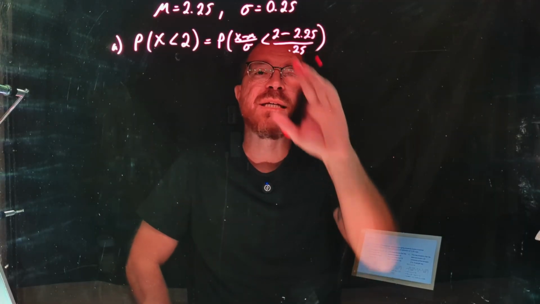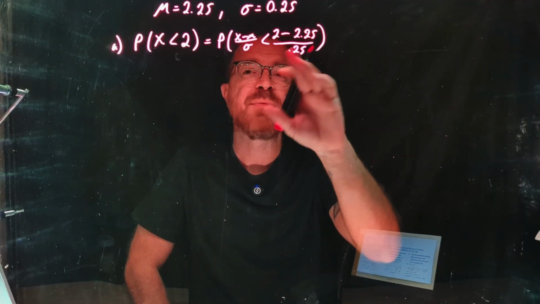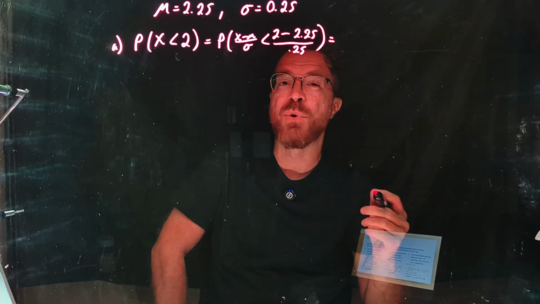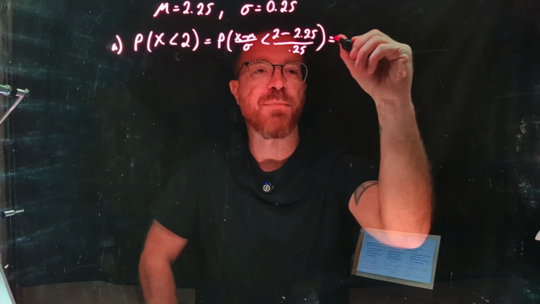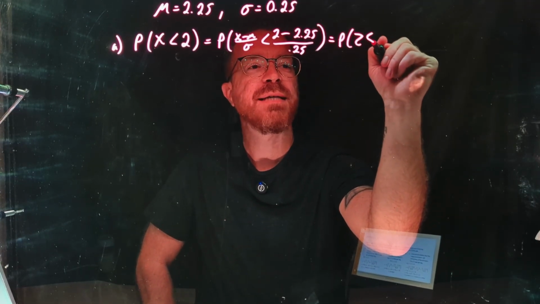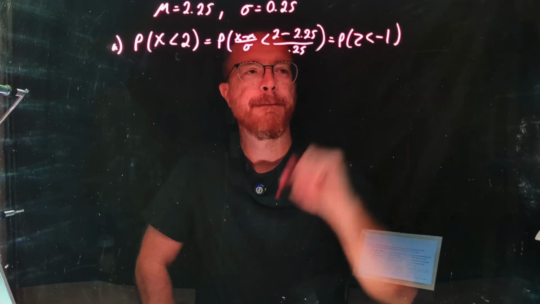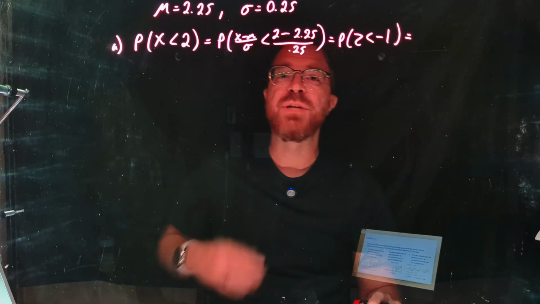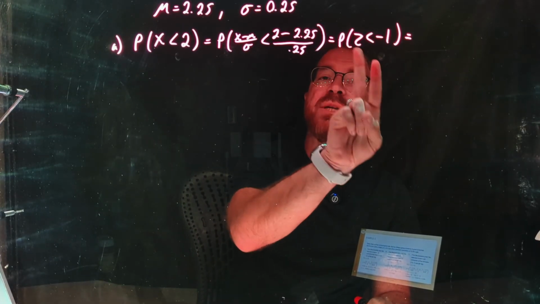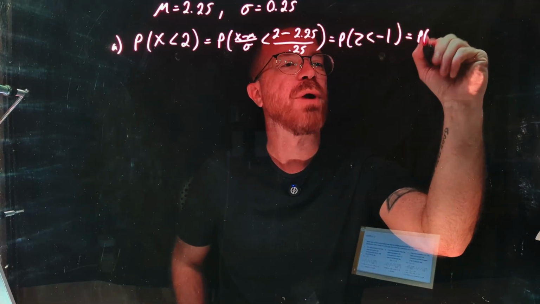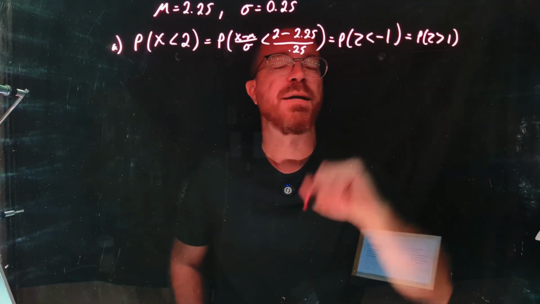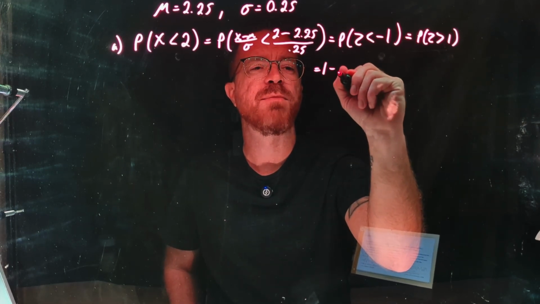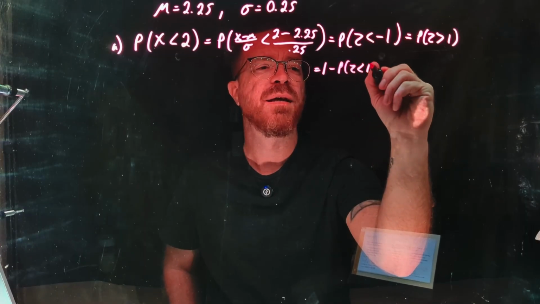In this example, you will see that 2 is less than 2.25, meaning we know we should get a negative value. So 2 minus 2.25 is going to give us negative 0.25 divided by 0.25, which means we'll get a probability that z is less than negative 1. Because we have a negative, we have to use symmetry. When you use symmetry, when this negative 1 becomes positive, you need to flip the sign. So this is going to be equivalent to the probability z is greater than positive 1. We have a positive value now, but we're looking to the right, which means we need to use the complement: 1 minus the probability z is less than positive 1.